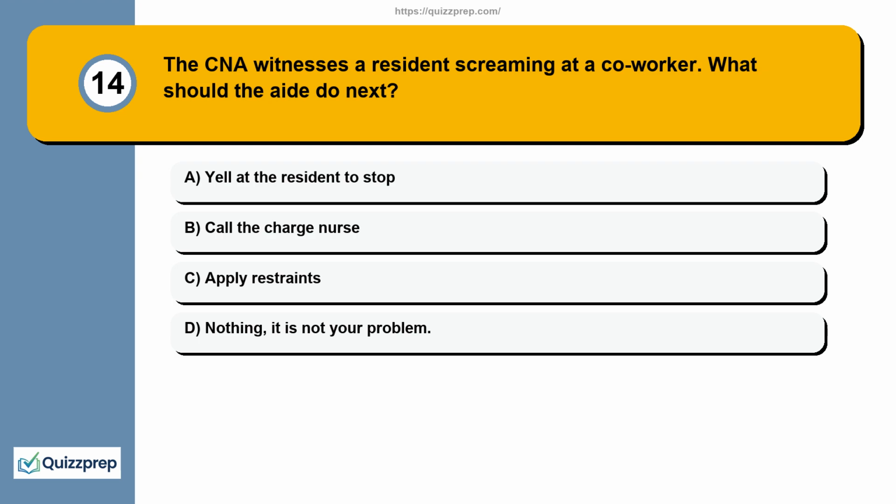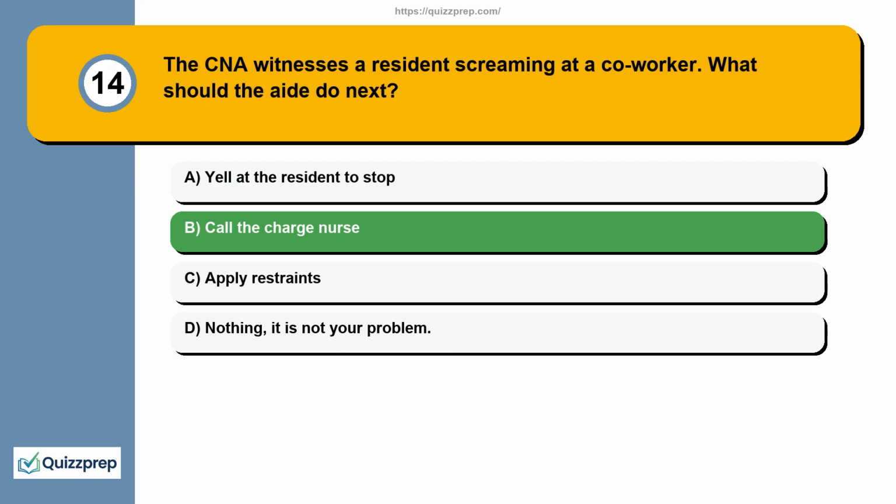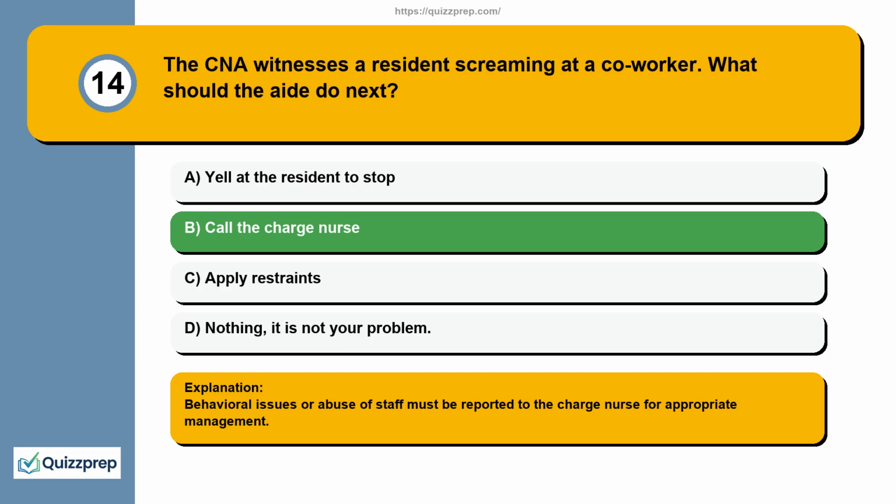Question 14. The CNA witnesses a resident screaming at a coworker. What should the aide do next? Yell at the resident to stop. Call the charge nurse. Apply restraints. Nothing, it is not your problem. Behavioral issues or abuse of staff must be reported to the charge nurse for appropriate management.